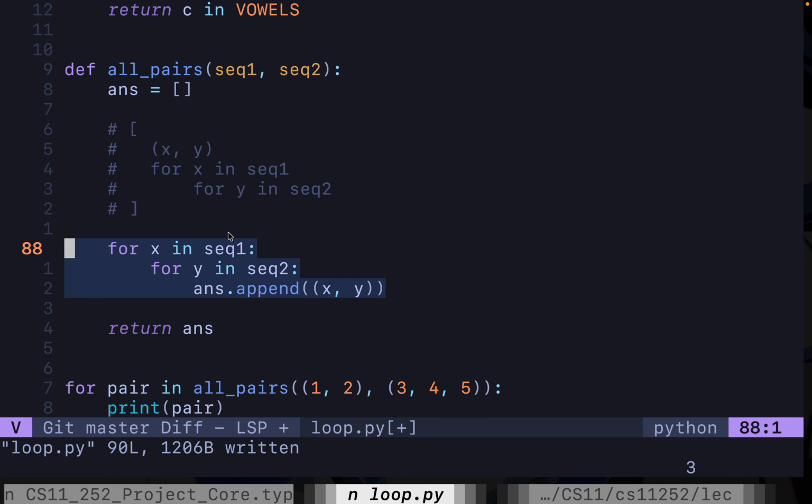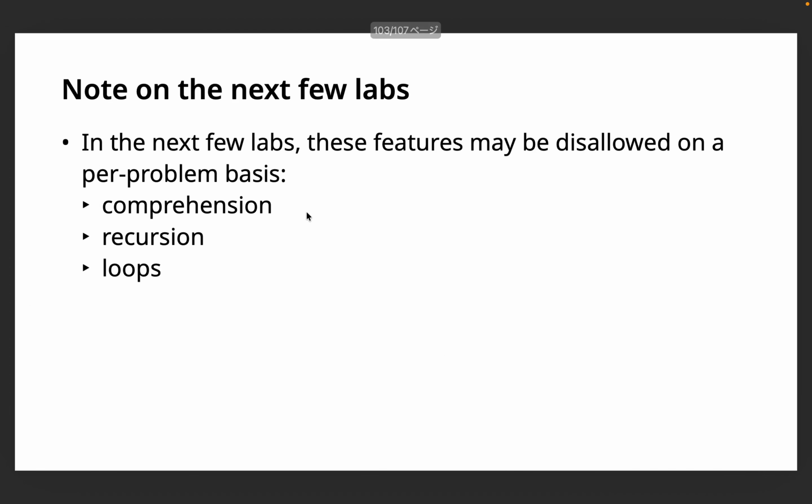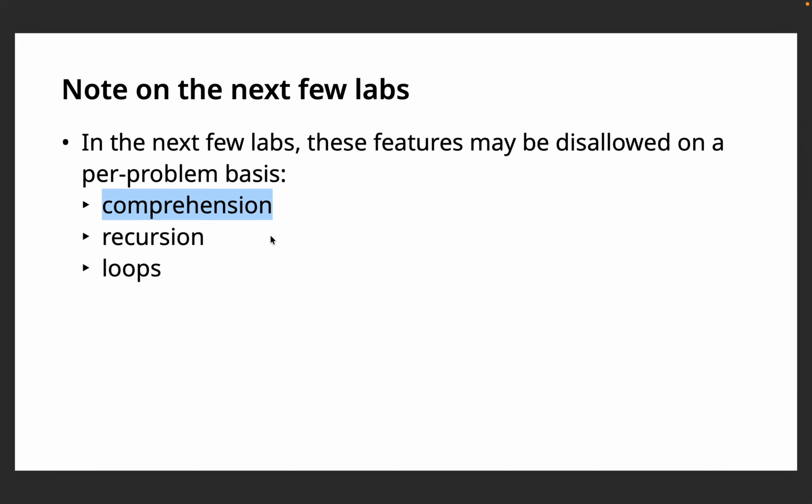So again, just like with comprehensions, you could write this as just return xy for x in sequence 1, for y in sequence 2. These two are essentially the same thing. Okay? So that's a nested for loop.